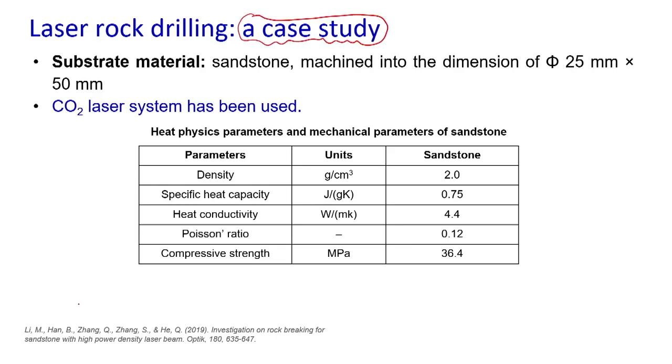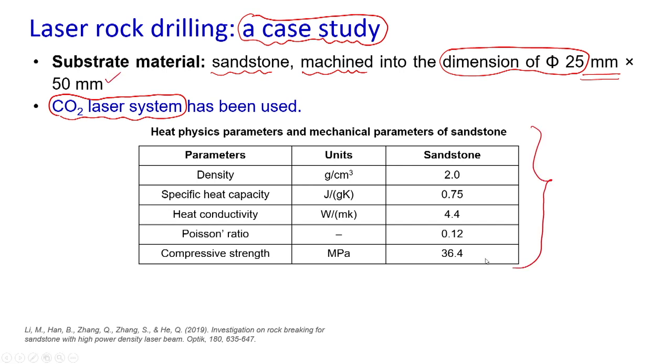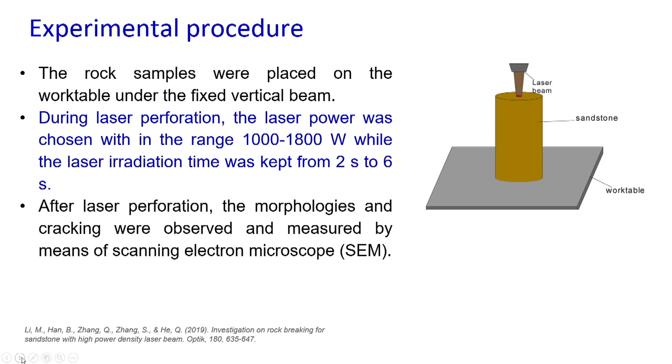To have a detailed study, let us take a case of sandstone machined by using a CO2 laser system, where we have a hole of around 25 mm in diameter and a depth of about 50 mm. These are the material properties of the sandstone. Now let us look at the results. The sandstone workpiece is kept on the work table and we apply the laser beam energy over it. The laser power is applied in the range of 1000 watt to 1800 watt and the laser irradiation time was around 2 seconds to 6 seconds.